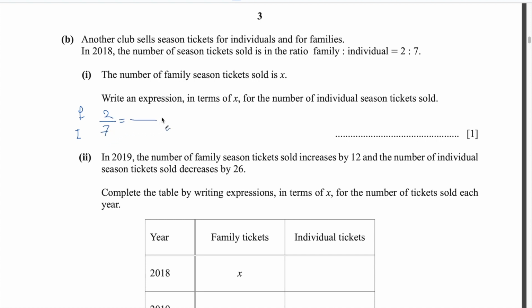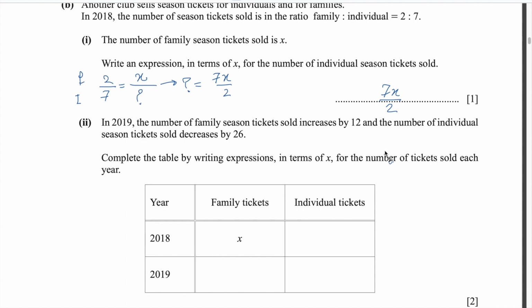Now it says the family tickets is X. So for the family I put X. Now for individuals is asked. So in order to find the question mark, you multiply 7 by X, cross multiplication, then divide by 2. So the answer is 7X over 2.